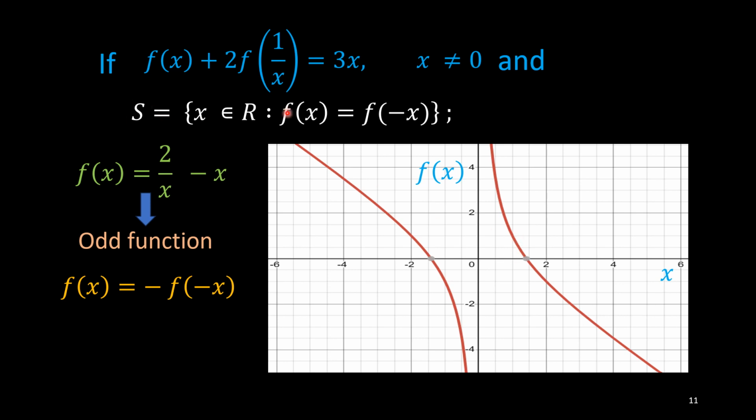But in the S set, what is mentioned is that f of x should have the same value as f of minus x. So for positive and negative, you should have the same value. But from here we can see that the values will be negative of each other. So how can I get the same value? This is possible only when f of x itself is 0. If f of x is 0, and f of minus x is also 0, then it is no problem. 0 and minus 0.